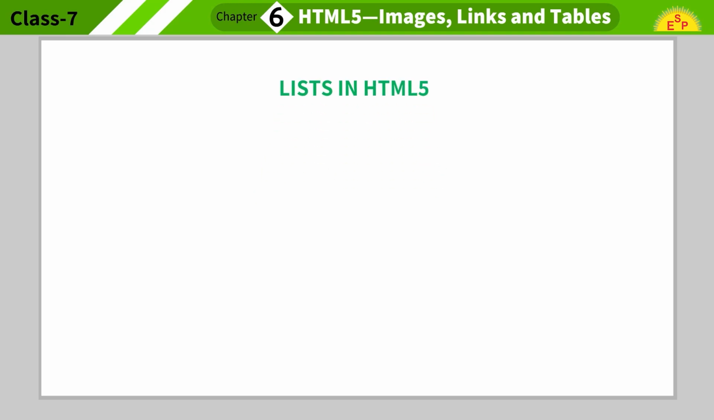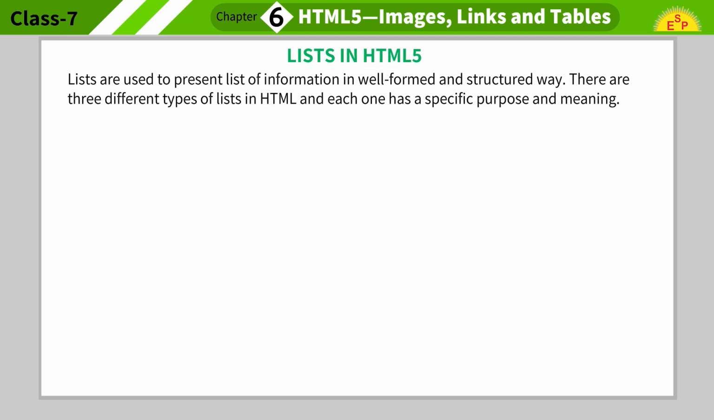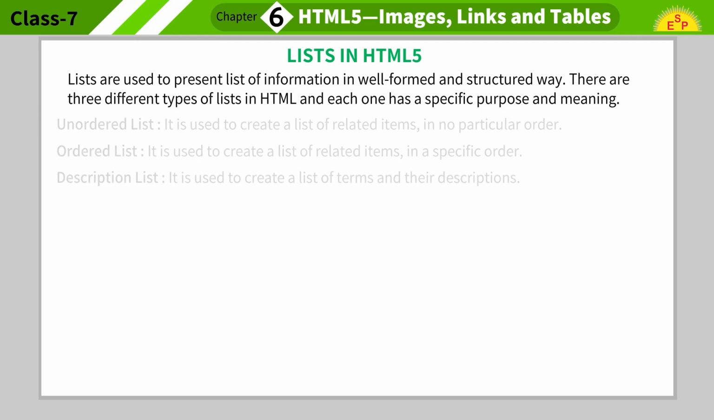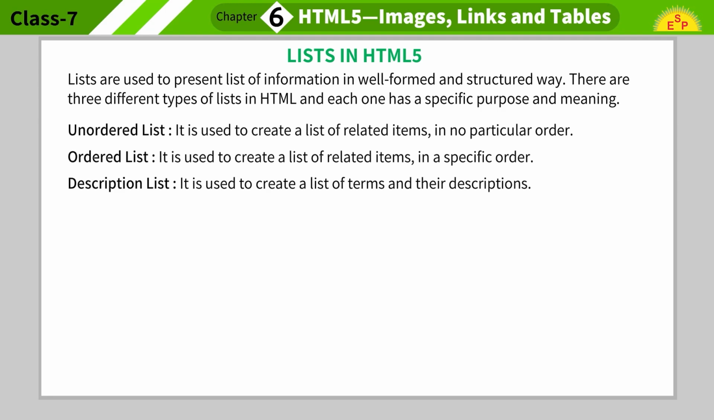Lists in HTML5. Lists are used to present a list of information in a well-formed and structured way. There are 3 different types of lists in HTML and each one has a specific purpose and meaning. Unordered list. It is used to create a list of related items in no particular order. Ordered list. It is used to create a list of related items in a specific order. Description list. It is used to create a list of terms and their descriptions.